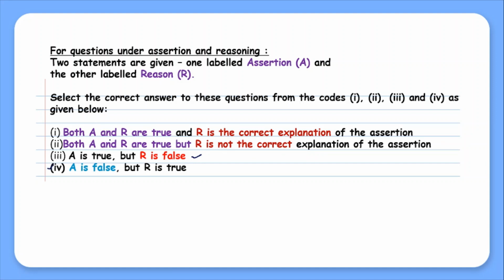Suppose both are true, the assertion is true and the reason is also true, then we analyze the relation between A and R. Depending on that, if one is explaining the other, go for option A. If there is no connection between A and R, go for option B. This is the procedure by which you can solve these A and R questions.